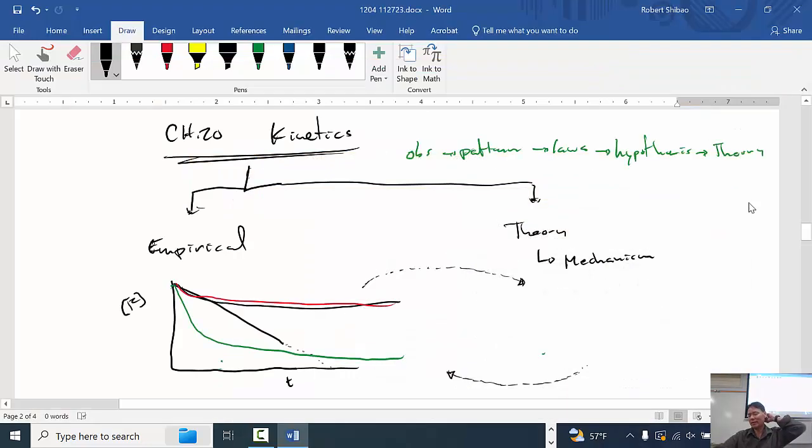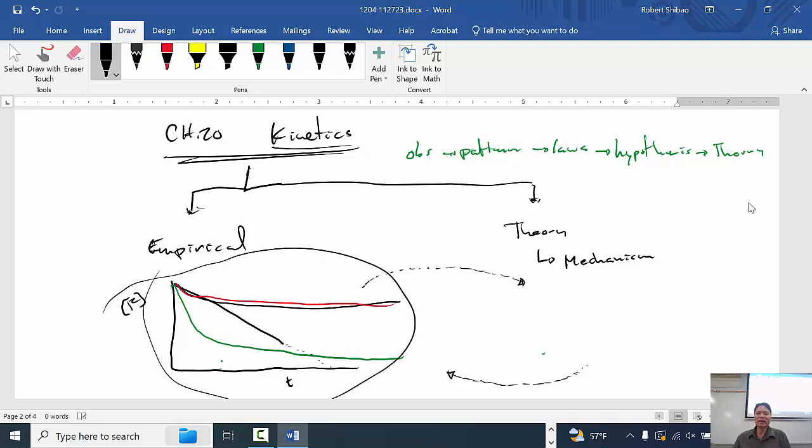But anyway, this happens very slow usually, this kinetics, and that gives us insight into the mechanism, and we can hypothesize different mechanisms that can occur. And so the study of kinetics, people want to study how it behaves so that they get insight into the mechanism, how things react.